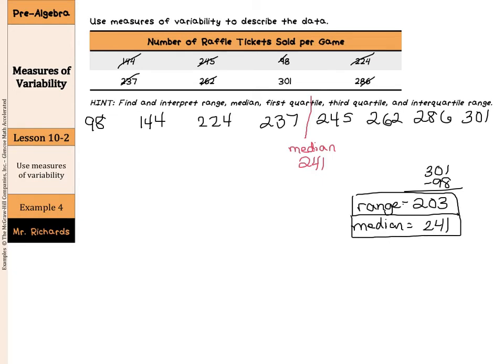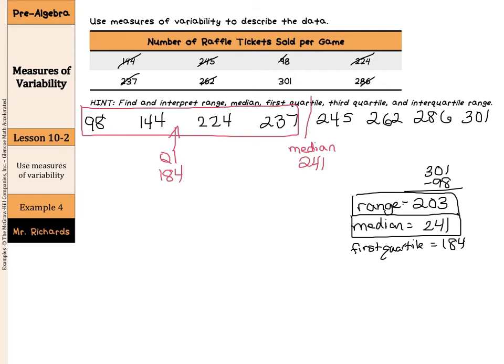What about our first quartile? Well, if we look at the back side of our data here, or the lower half of our data, it's going to be between 144 and 224 for my first quartile. So if I add 144 to 224 and divide by 2, that is 184. So our first quartile is 184.